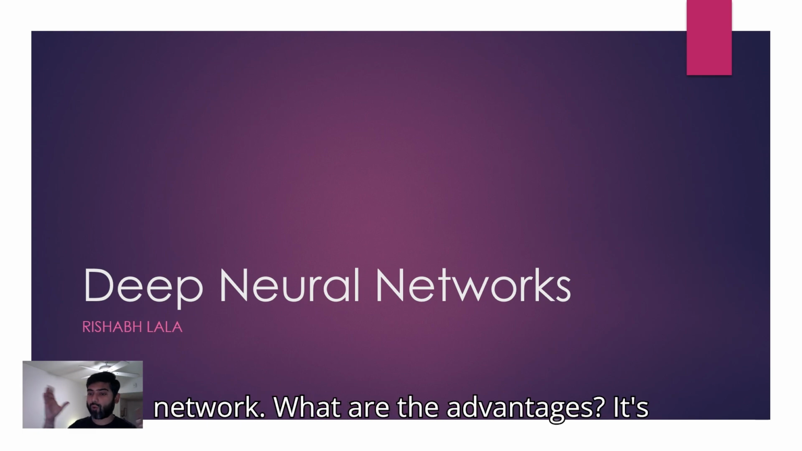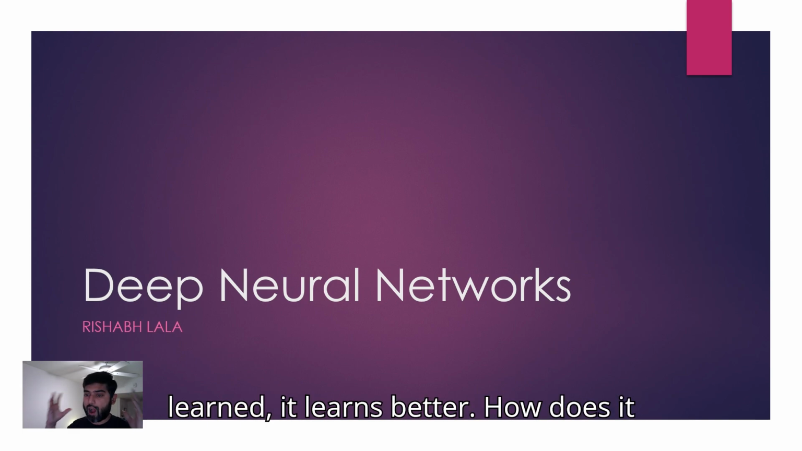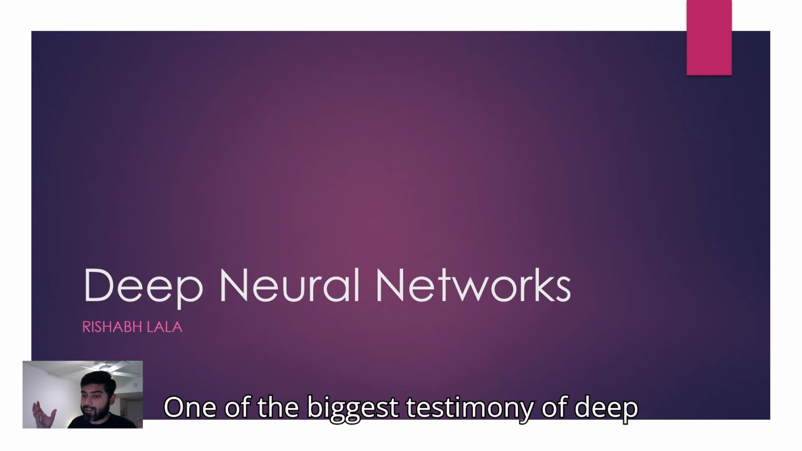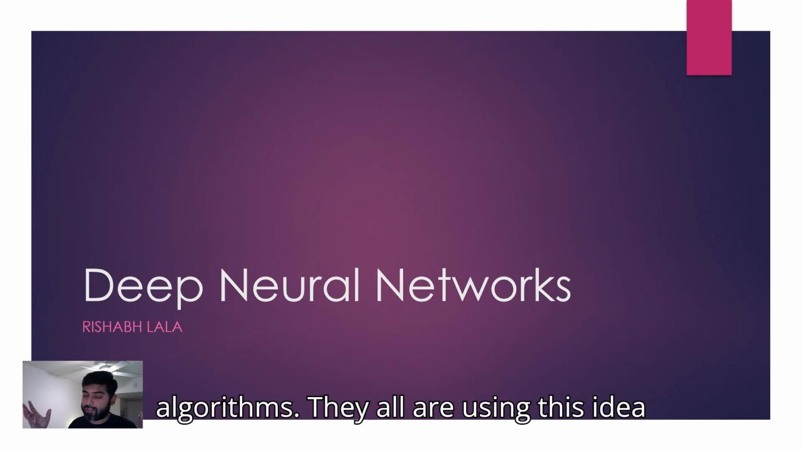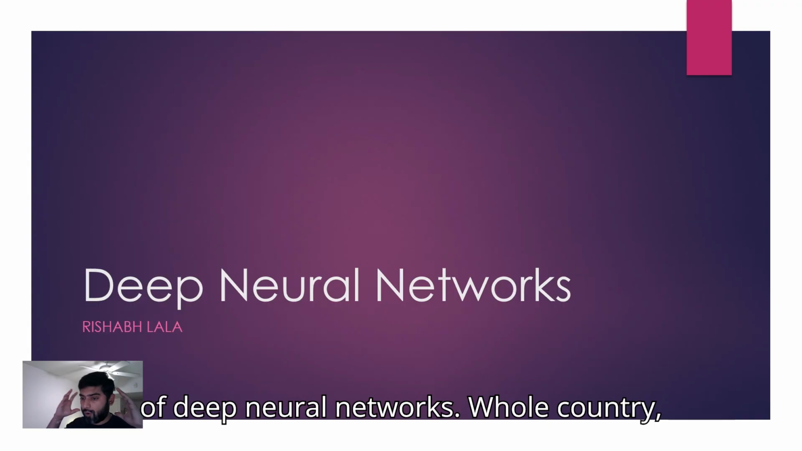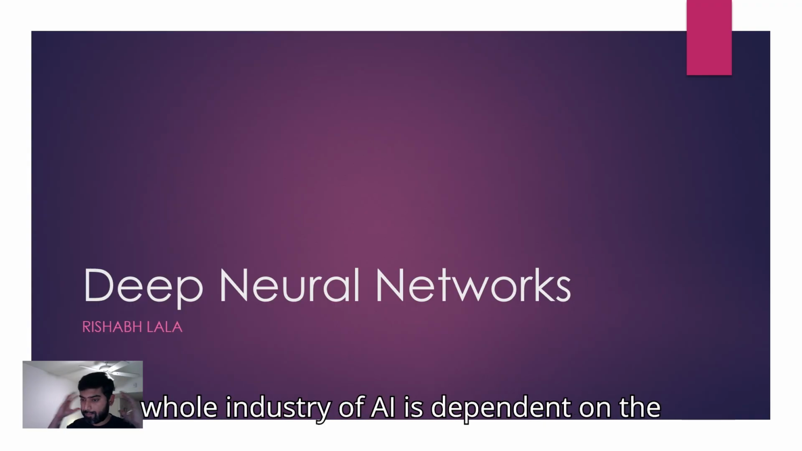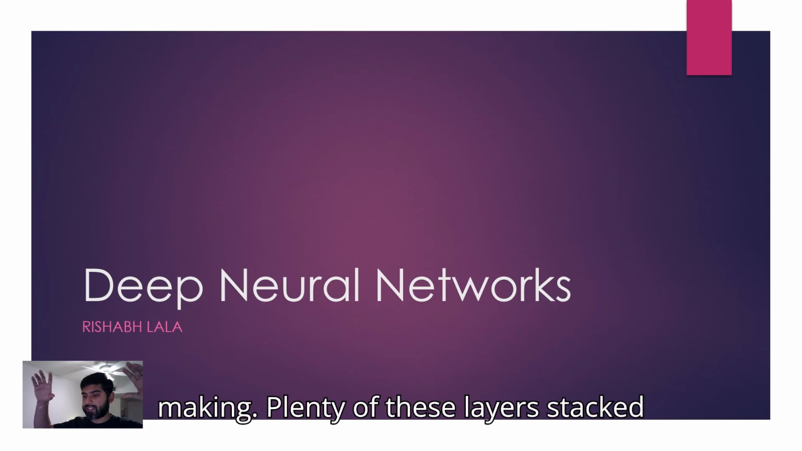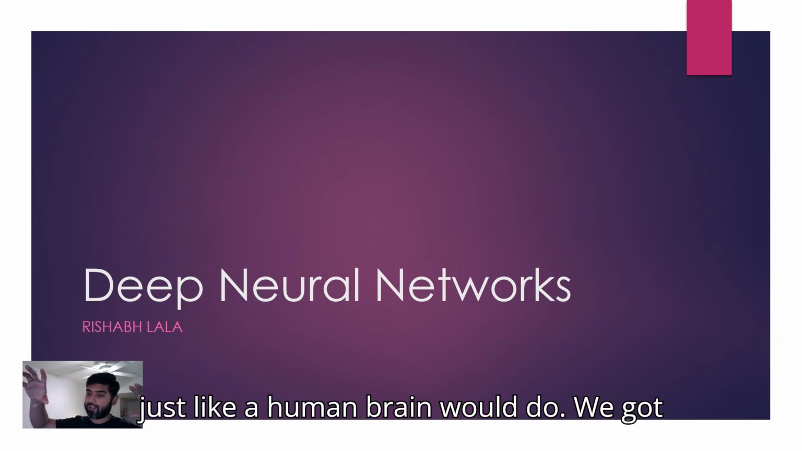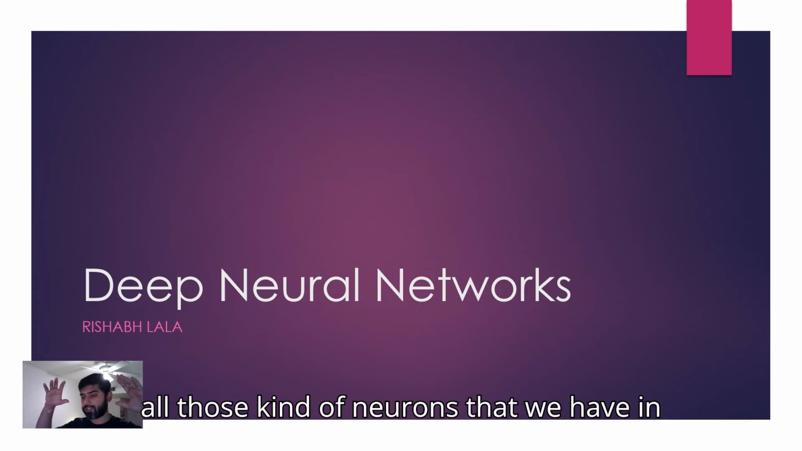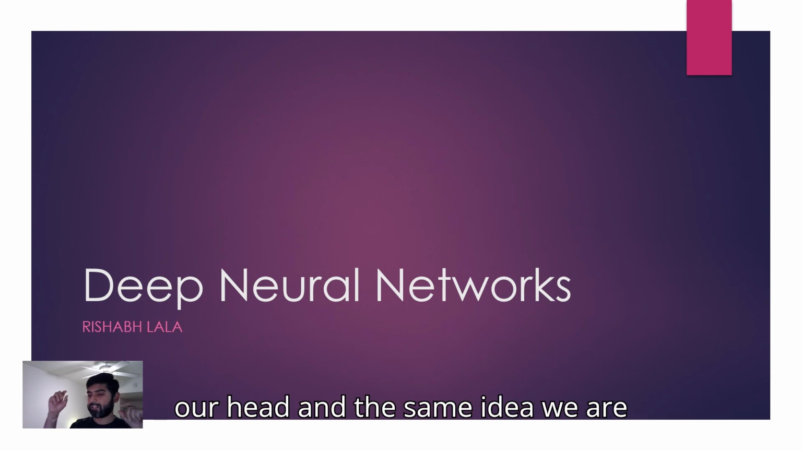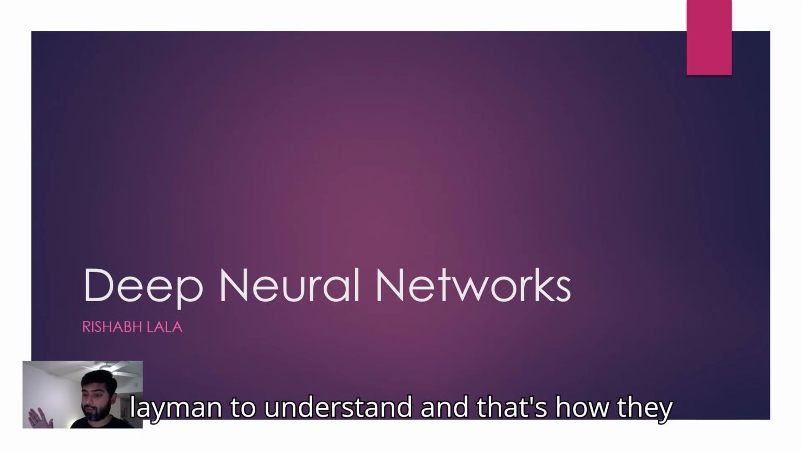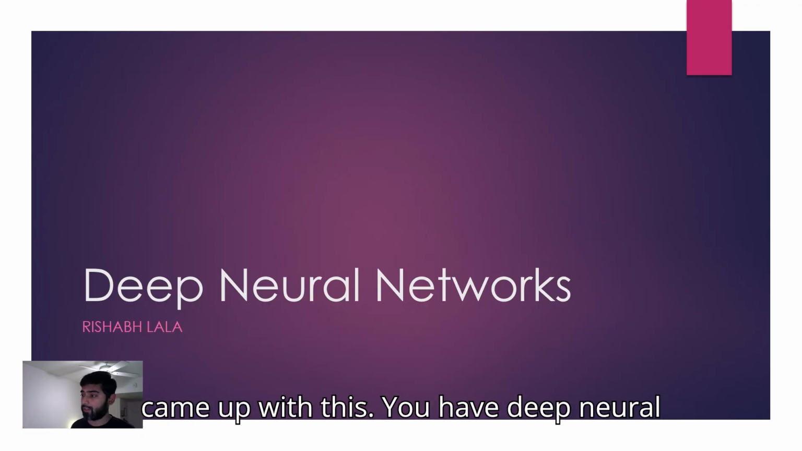It's deep neural network. What are the advantages? It learns better. How does it learn better? What do we do with it? One of the biggest testimonies of deep neural networks is generative AI algorithms. They all are using this idea of deep neural networks. The whole industry of AI is dependent on the idea of deep neural networks. We are making plenty of these layers stacked together and trying to learn the data, just like a human brain would do. We got all those kind of neurons that we have in our head, and the same idea is implemented in the deep neural networks. Nothing too fancy. It's easy enough for a layman to understand. And that's how they came up with this idea of deep neural networks.